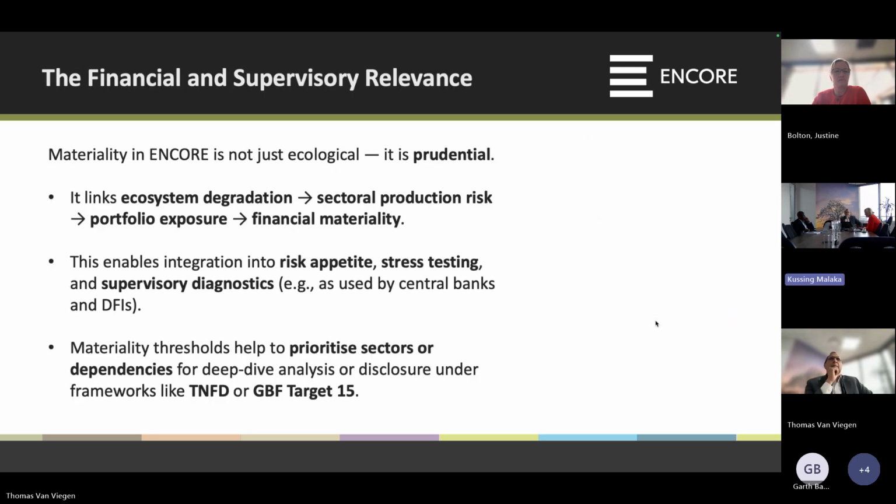So this is what I alluded to earlier on, the financial supervisory relevance. Materiality is not just ecological, it's prudential, because it links the ecosystem degradation to sectoral production risk and exposure, which comes down to the level of portfolio exposure and then financial materiality. And I've also discussed that a bit earlier. Depending on what sector you're in, and where your operations are located, largely defines what your company's risk appetite is to certain of these things.